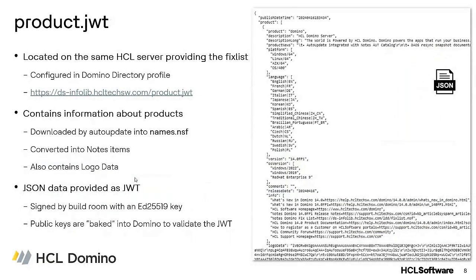That information is stored in a JSON file, and the JSON file is on an HCL server. It's the same server that's also hosting the fix list database. You don't need to go there, but you could open this manually. That file is a JSON file which is signed by HCL, and the code has the public key baked in in a secure way so that it can't be tampered with. So the first thing that happens is it's downloading this product catalog, verifies it, and then imports it into notes documents in the names.nsf.